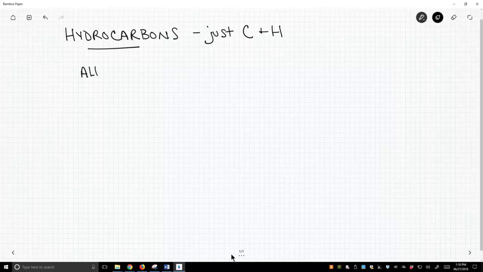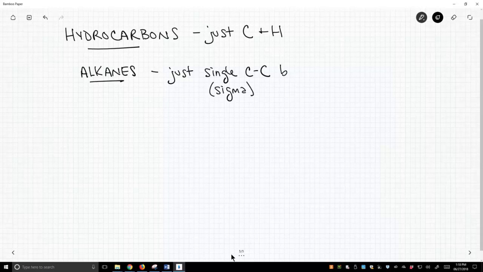First are the alkanes. And the alkanes consist of just single carbon-carbon bonds. And if you remember, our single carbon-carbon bonds, these are sigma bonds. And there are also hydrogen atoms in here. And of course, those hydrogens are attached to carbon, so there are CH bonds as well.